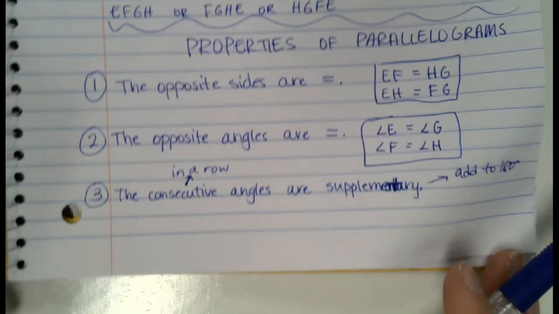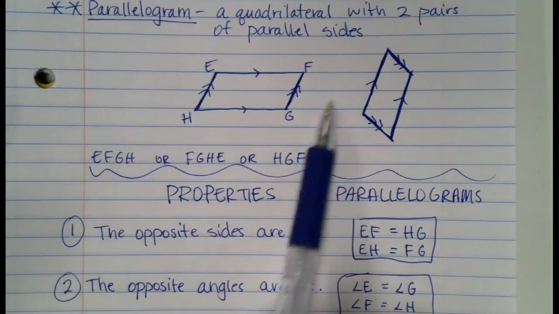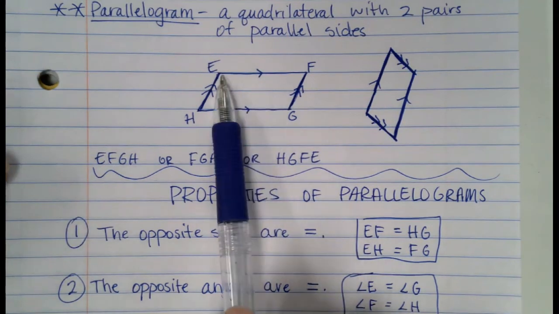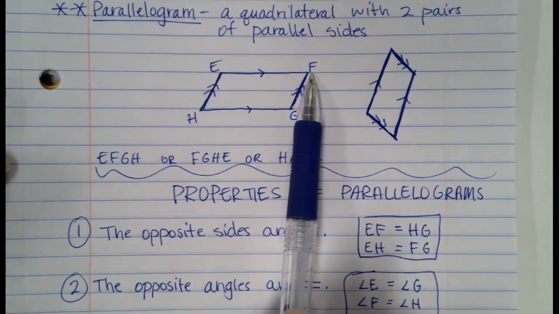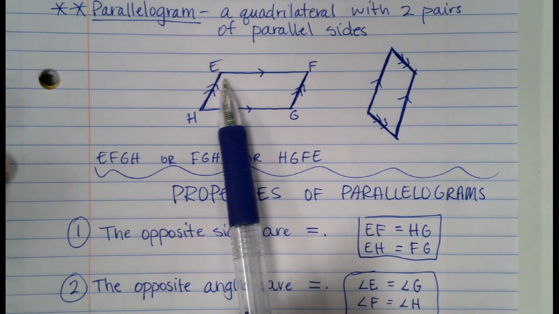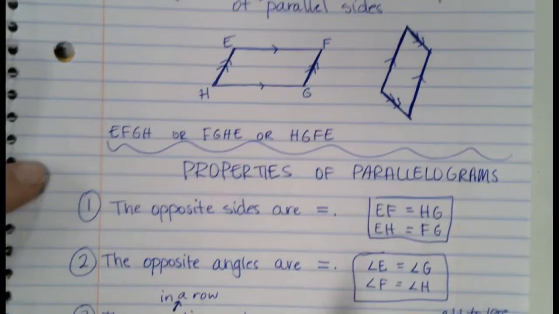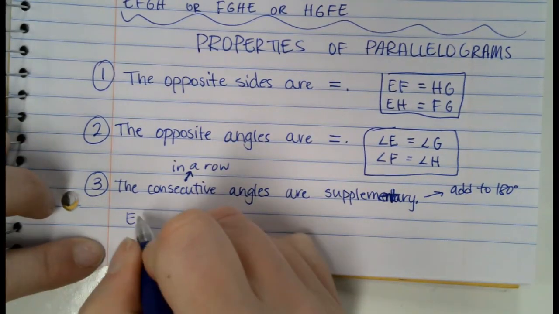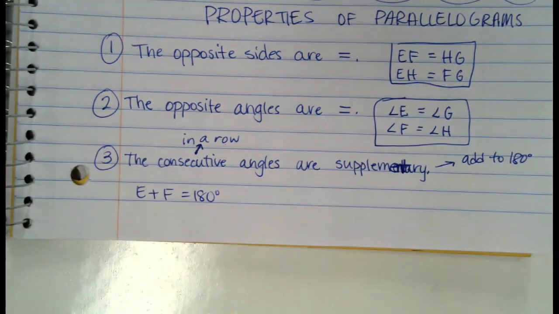So let me come back up here to this diagram so you can see it. If I take any two angles in a row, for example, E and F, because they're right next to each other, E and F add to 180 degrees. This angle, whatever it is, and this angle, whatever it is, they add to 180 degrees. So E plus F is 180 degrees. Any two angles in a row.